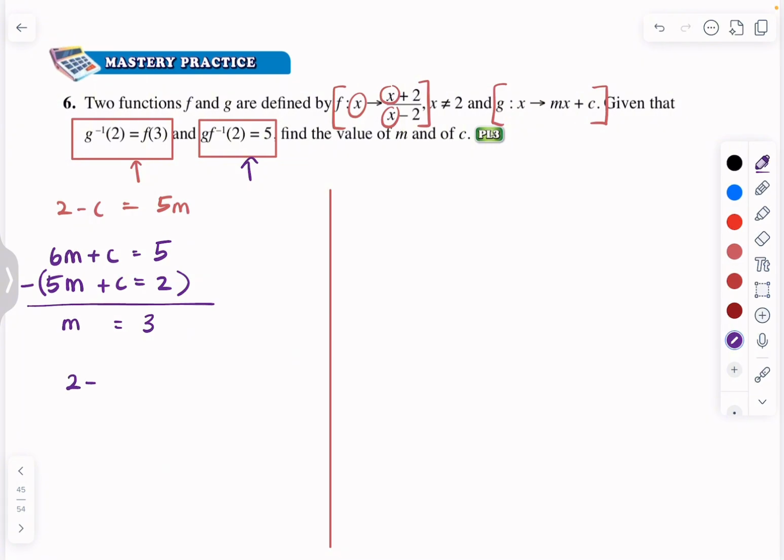We sub this back into any of these equations. So let's take the first equation now. 2 minus c is 5 times 3. So negative c is 15 minus 2. Therefore, c is negative 13. That's all.